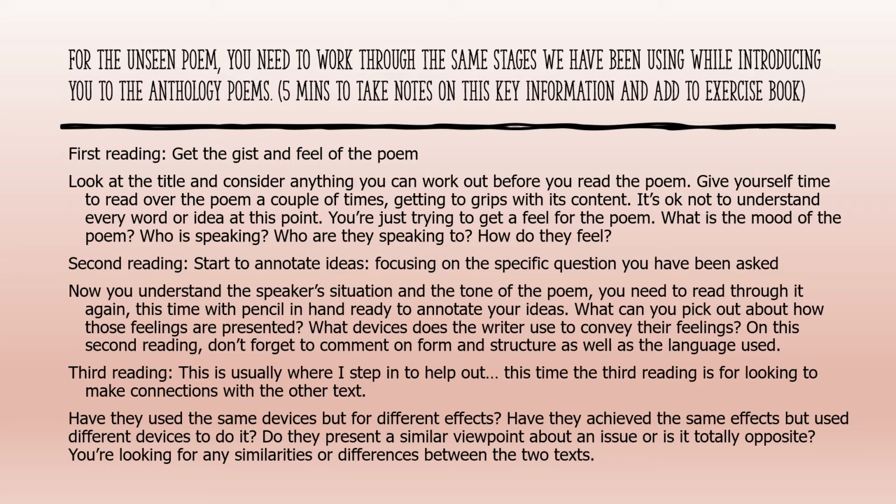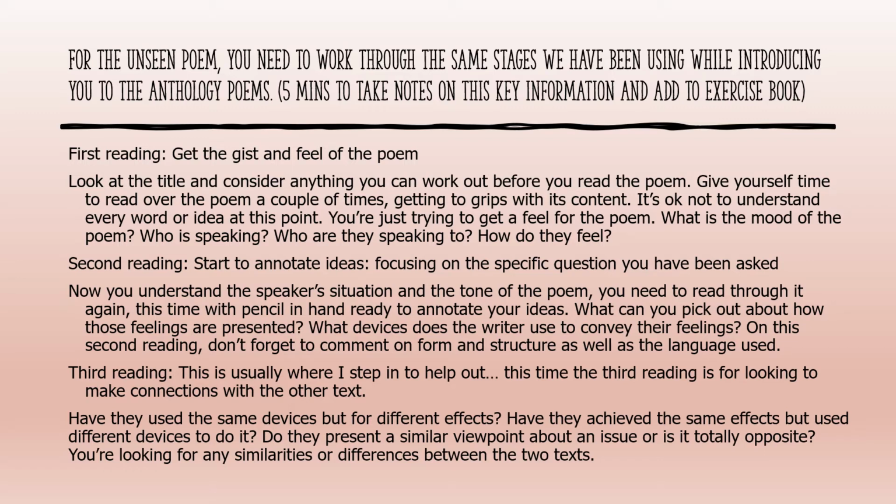And on the third reading, this is where I usually step in to help out. This time the third reading is looking to make connections with the other text. Have they used the same devices but for different effects? Have they used a simile in one to create this type of effect and a simile in the other to create that type of effect? You could compare that, couldn't you, and talk about the language used. Have they achieved the same effects but used different devices to do it? That's much the same thing, but the other way around. Do they present a similar viewpoint about an issue, or is it totally opposite? You're looking for any similarities or differences between the two texts, so you can compare.